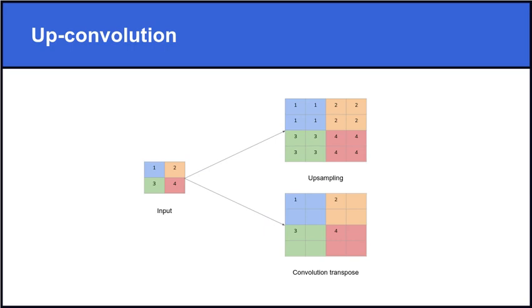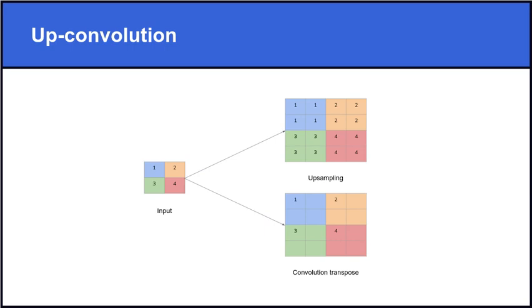So there are 2 methods to do up-convolution. So the first one is called the dumb method. It's called upsampling, which is somehow the dumb method, because we will be simply copying the lines and the rows and doubling them. This method has no learnable parameters, therefore it's called the dumb method.